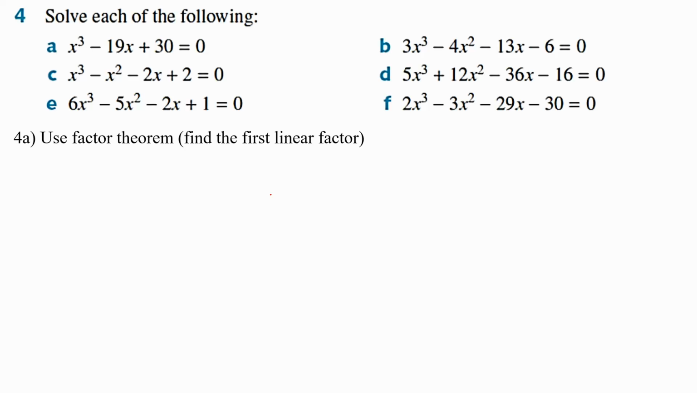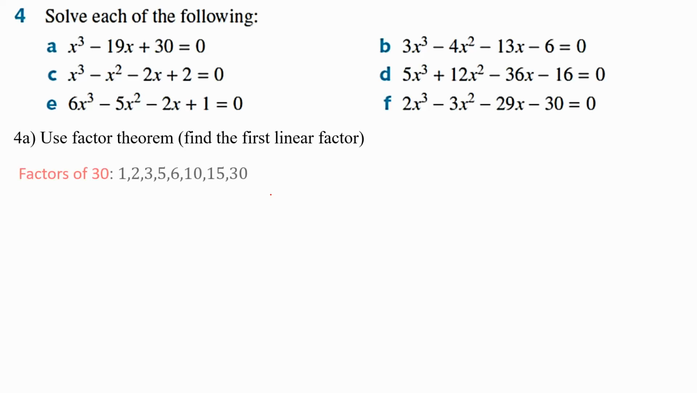You don't know what to divide. So 6C allowed you to find one factor, and our goal is to find the first factor by trial and error. Which number do we use for trial and error? Where do we get our factors from? 30. It's the last number, the constant, the one without an x. So you're going to try out the factors of 30.